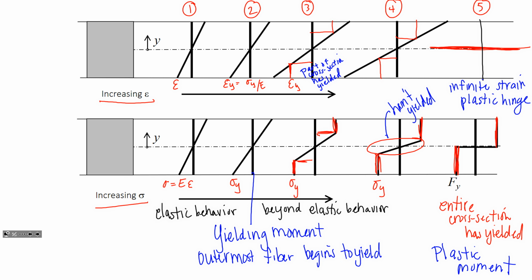It's kind of like yielding versus fracture when we're talking about tension. Now we're talking about yielding versus plastic moment, right? So that's the evolution with increasing load, increasing strain, resulting in increasing stress. How that evolves from elastic to a yielding moment and then all the way to a plastic moment.